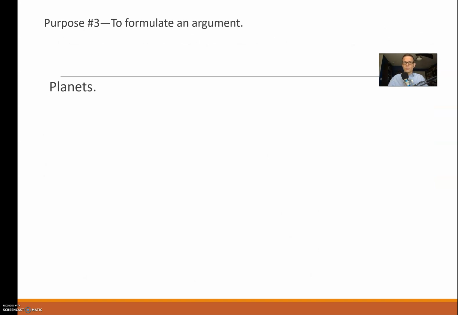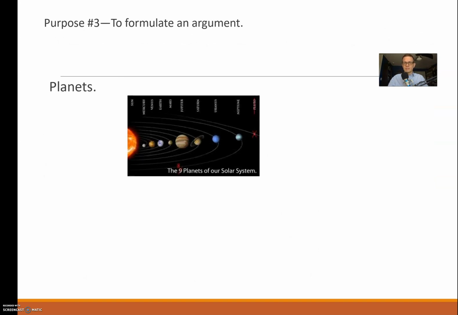We also use it to formulate an argument. 2 great examples in science: planets. If we classify planets, we can see that Pluto has been kicked out of the Planet Club because it did not pass muster. It did not meet the essential qualities required to be a planet, right? And that mixes, by the way, with a little bit of definition and a little bit of description. We need those to be able to make that argument.